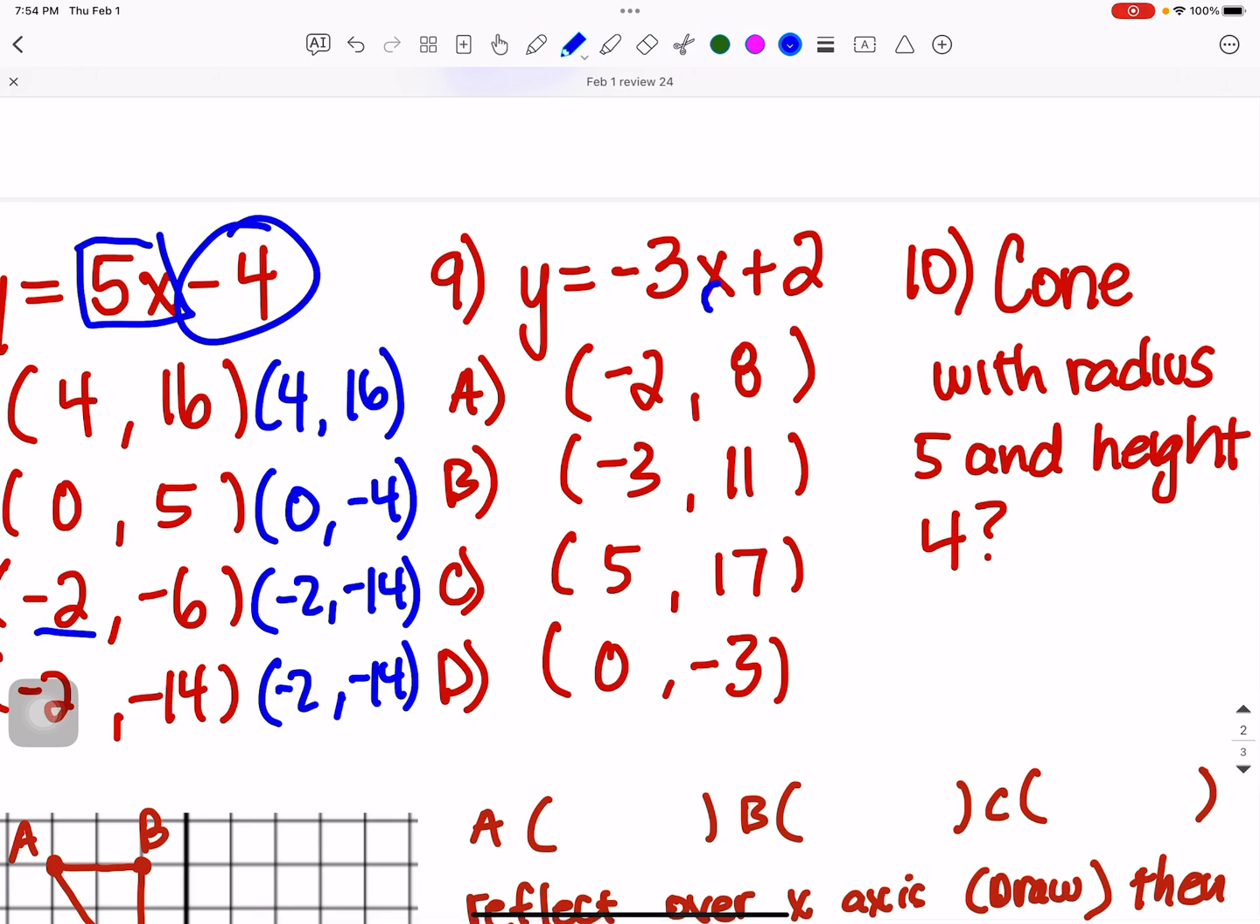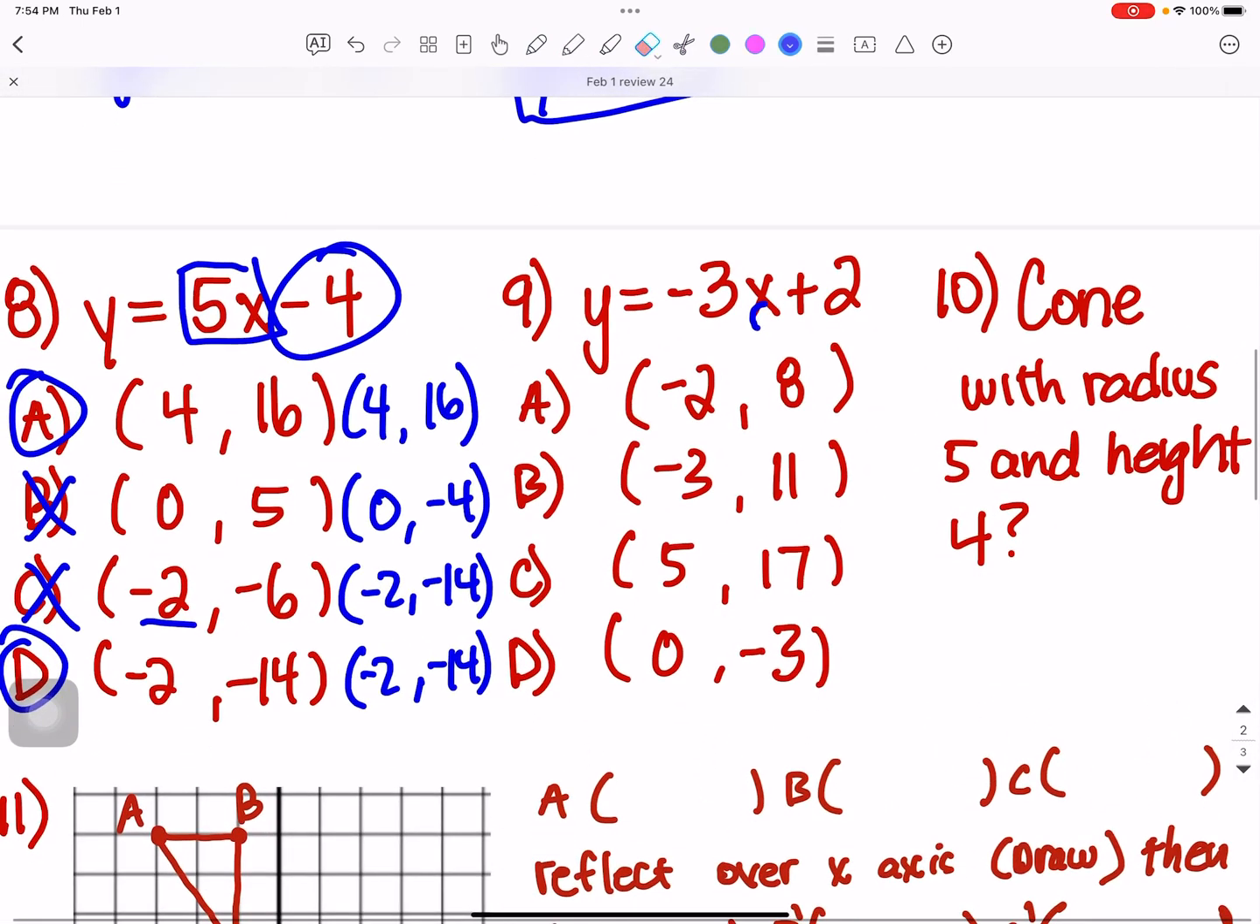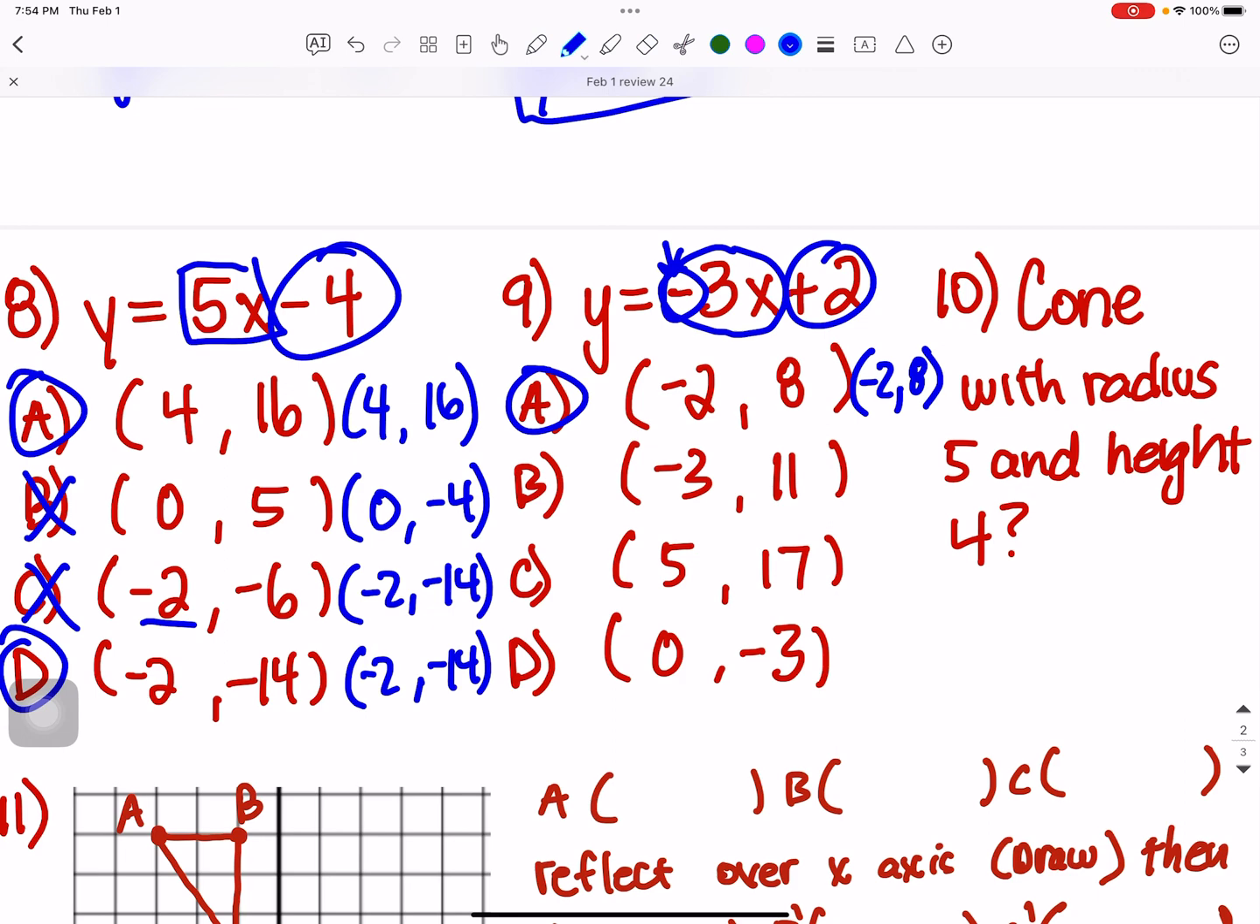Negative 3. Okay. We're gonna take our x, multiply by negative 3, and then add 2. The negative switches the sign. So we're multiplying by 3 and then switching the sign. So negative 2 times 3 is negative 6, but we switch the sign. So positive 6 plus 2 is positive 8. Yes, it is. Negative 3 times negative 3 is positive 9, plus 2 is 11. Yes, it is. 5 times negative 3 is negative 15, plus 2 is negative 13. We got to remember the negative, so no, it is not. 0 times negative 3 is still 0, plus 2 is 2.